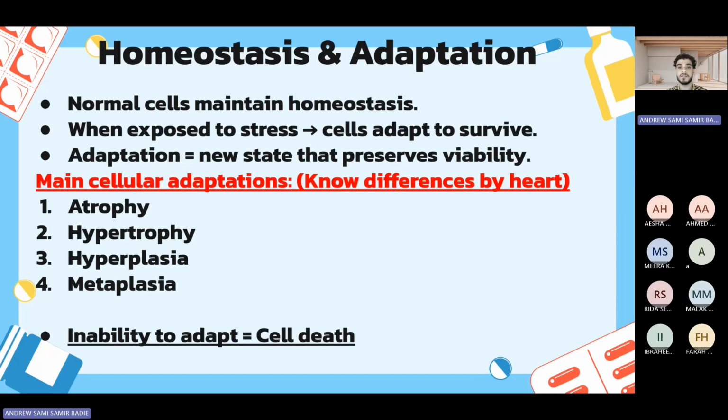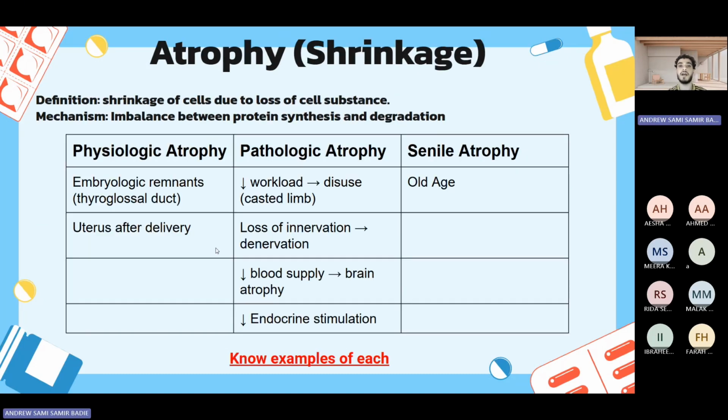Adaptation is this new state that we have created for the cell that helps it adapt to this new environment. The main cellular adaptations we have are atrophy, hypertrophy, hyperplasia, and metaplasia. Know these, they're very, very, very important. We're going to talk about them more later, but if there is an inability to adapt, this is what causes cell death. So, starting with atrophy.